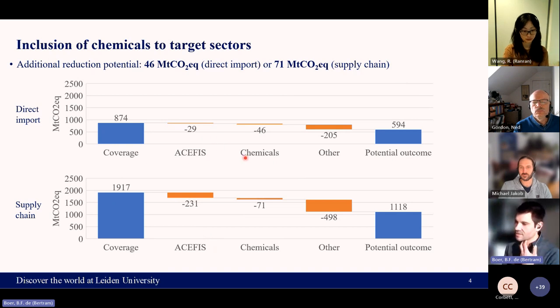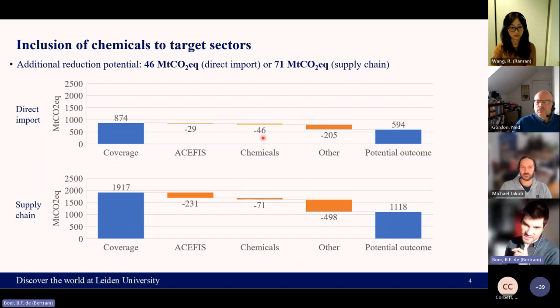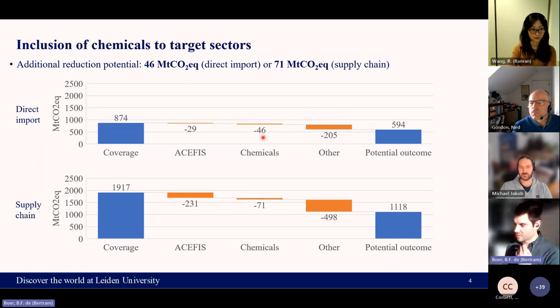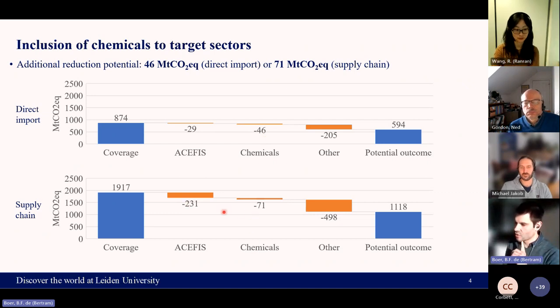And then we find here that if we add chemicals as a sector to the CBAM scope, the potential reduction for direct imports is added with another 46 megatons. So that's quite a large increase. And then if you look at the supply chain, we find that adding chemicals to the scope, we increase the greenhouse gas reduction potential by 71 megatons.